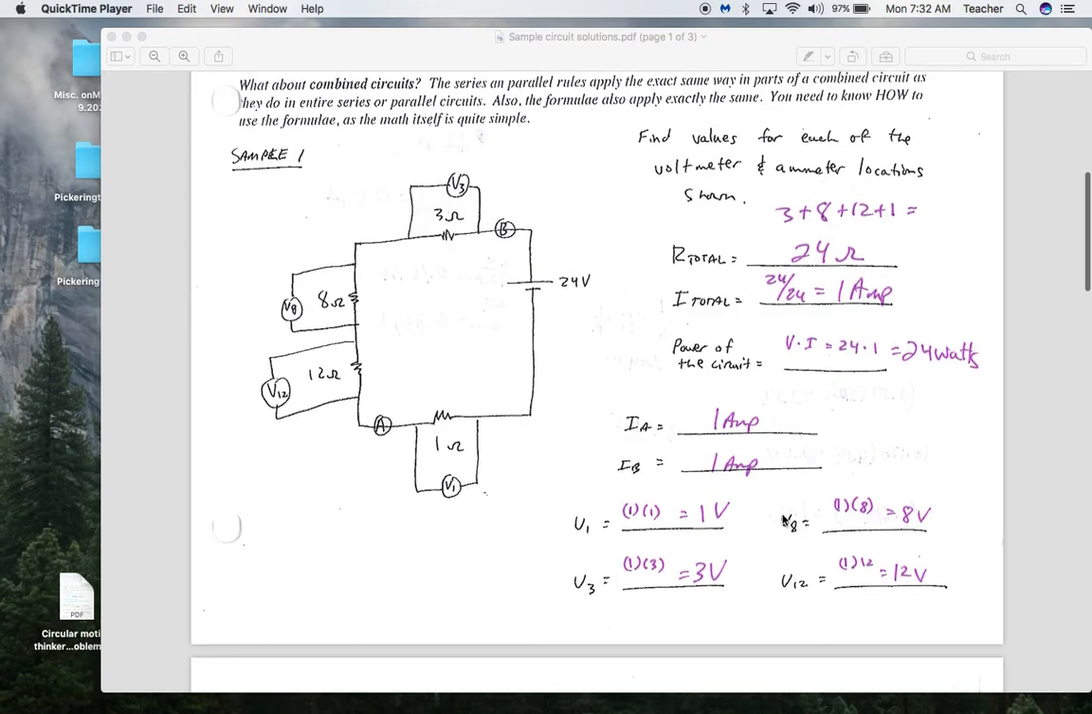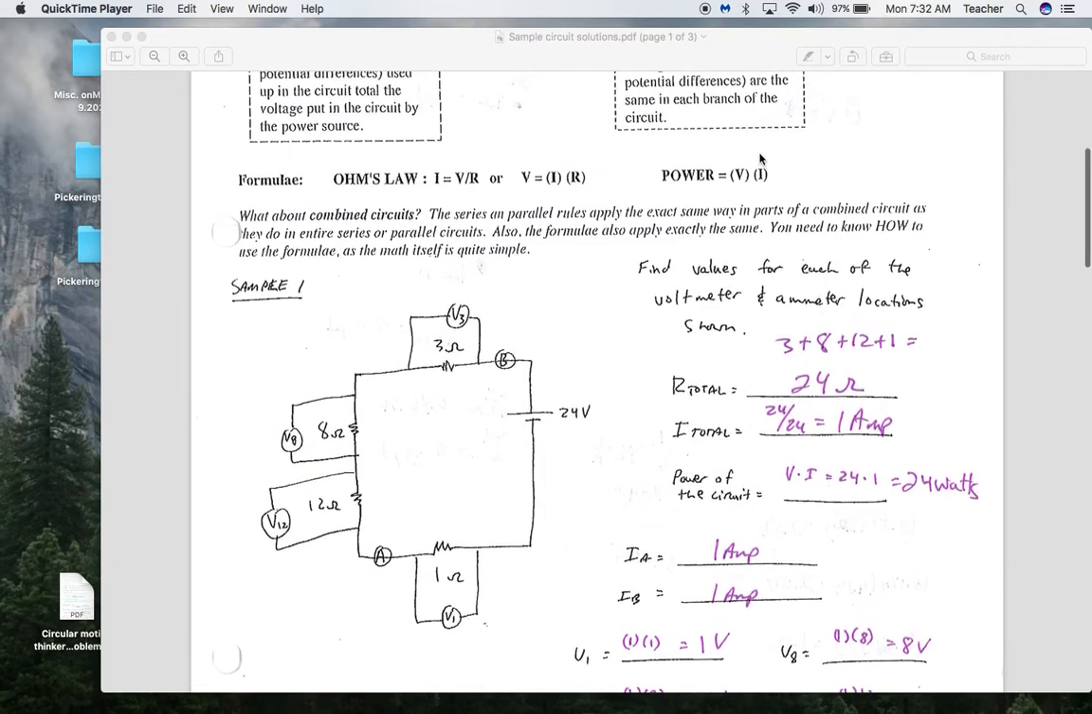So notice that in this particular case, all these voltage drops, or drops of potential difference across the resistors, that's 8 plus 12 plus 3 plus 1 equals 24, which is the total voltage that was provided by the power source. To find the power rating of the circuit, we simply use V times I. So that's the total voltage multiplied by the total current, so that'd be 24 watts.